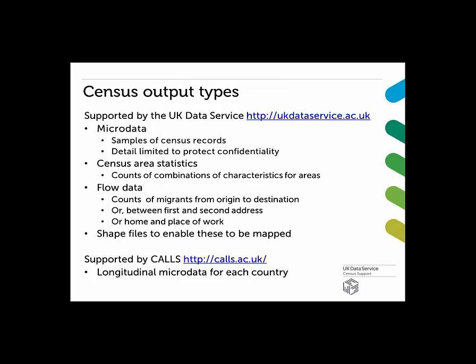So if you find somebody who you think looks a bit like you or a parent or something, actually, if it's a 5% sample, there could be 20 other people who look like that. And there's a degree of uncertainty about who's in that file.